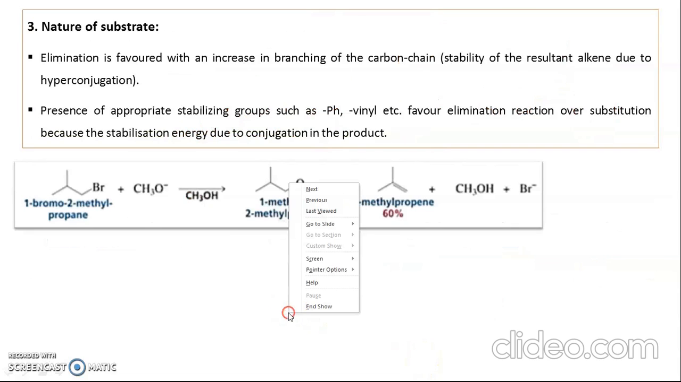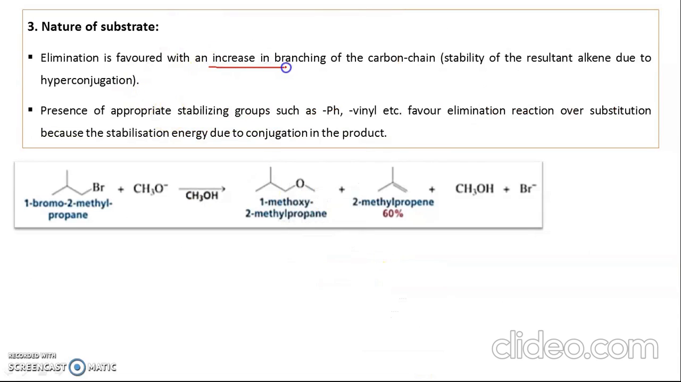The third point is nature of the substrate. So elimination is favored with an increase in branching of the carbon chain, because when there is an increase in the branching of the carbon chain, the alkene that will be formed as product will be very stable because of hyperconjugation, and it will be highly substituted also. So this is the first reason.